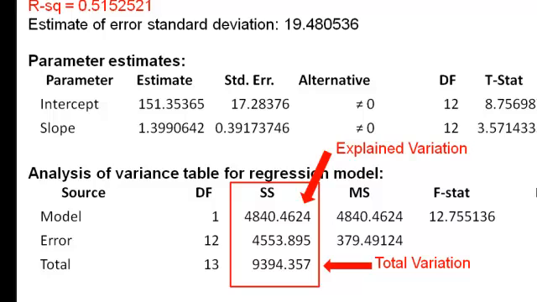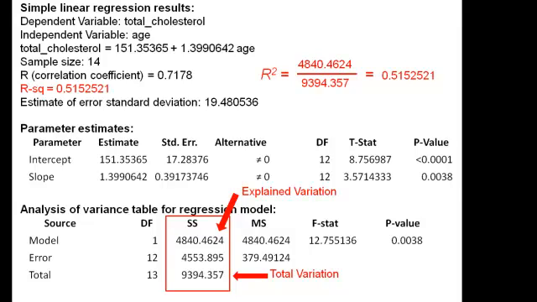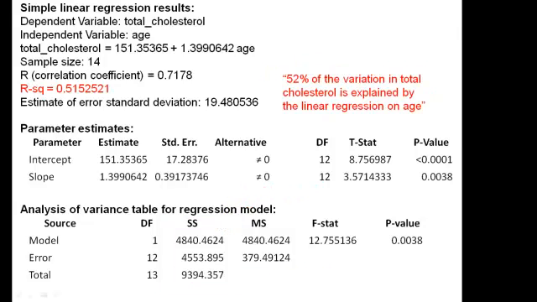Now, we can see how r squared is calculated by dividing the explained variation by the total variation. This gives us our value for the r squared statistic. And so, once more, we say that an r squared of 0.52 means that 52% of the variation in total cholesterol is explained by the linear regression on age. And of course that means that 48% of the variation in total cholesterol is unexplained by our model. So we can imagine there might be other factors such as weight or diet that might account for the other 48% of the variation in total cholesterol that our model is not accounting for.